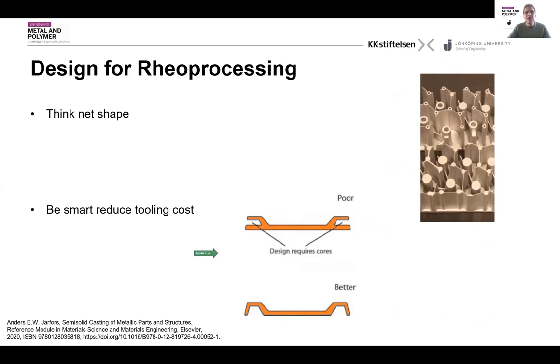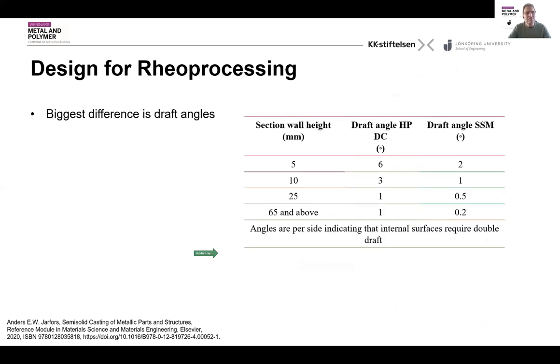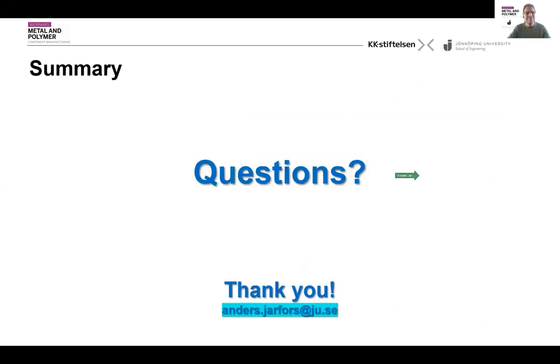So next, please. One thing which is different is that because you have less thermal load in the dies, you will have reduced issues with ejection. And that means that you can accept much lower draft angles using semi-solid processing. Next, please. So with that, I would like to say thank you very much and hand over to the next speaker.